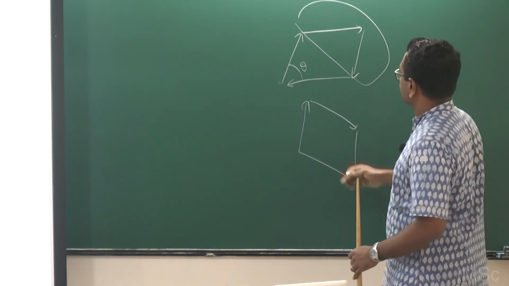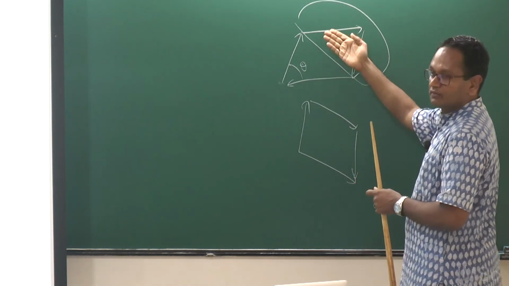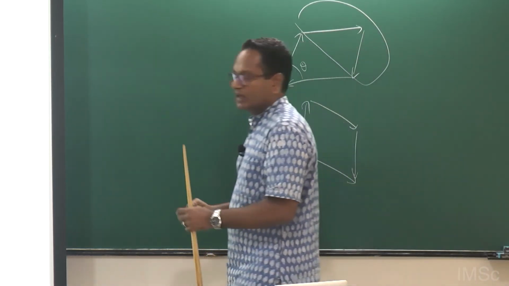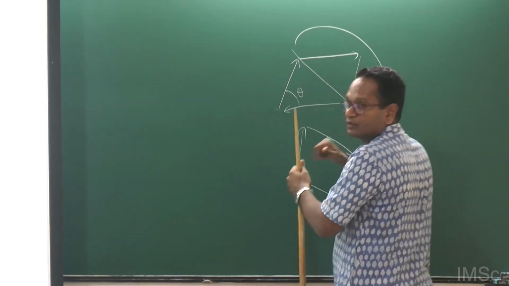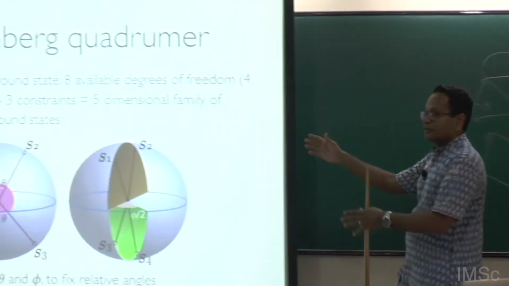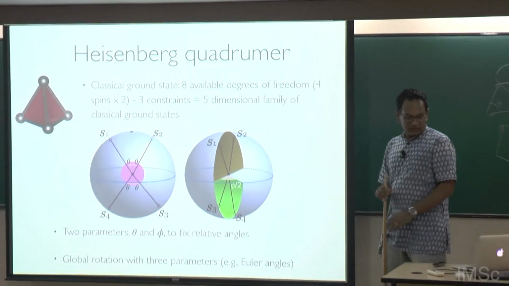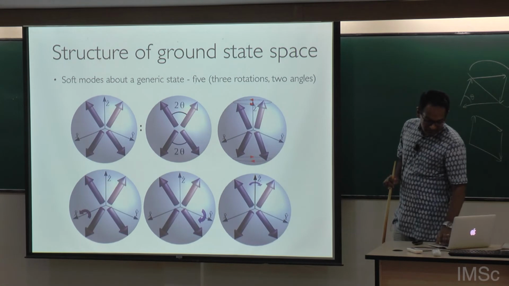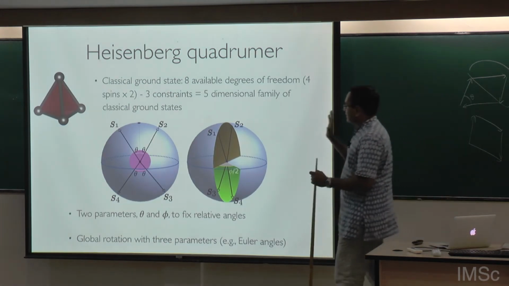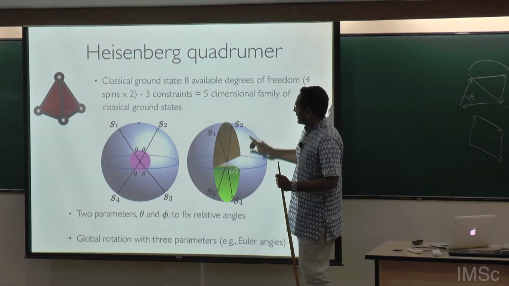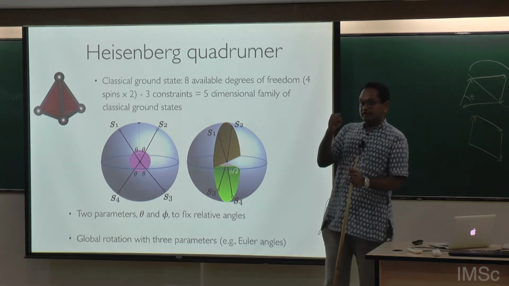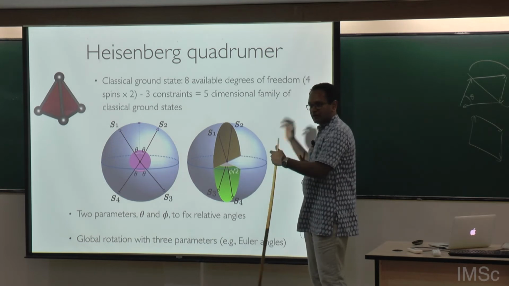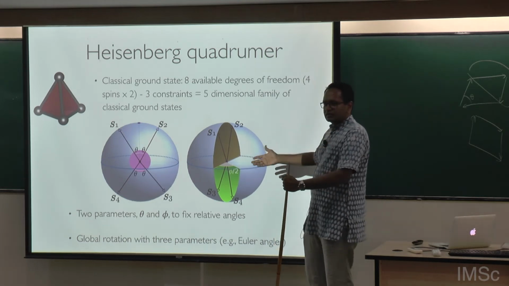So 4 vectors will add to 0. So these are 2 angles. One is theta and one is the amount of twist you get. That's phi. And then the entire configuration can be rotated. I can look at it from any point of view. So that gives me another 3. So that's the set of all possible ground states. Good. So let me try to tell you why this is an interesting problem. Right now I've told you that if I consider 4 spins and I demand that their sum must be 0, I need 2 angles to describe it and 3 angles to do an overall rotation. This seems innocuous, but it's actually not.